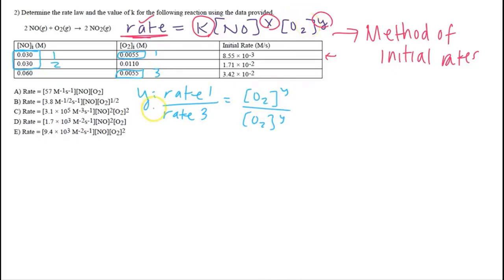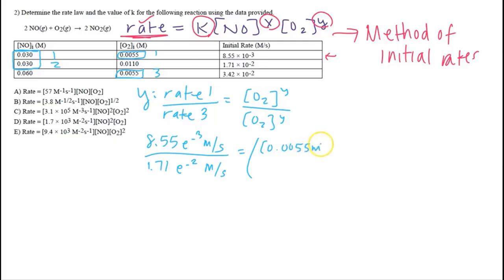We plug in the numbers that are in our data table and related to everything that we see here. So my rate, instead of writing rate 1, I'm going to write the rate here, 8.55 e to the negative 3 milliliters per second, divided by rate 2. Remember, we're focused on the rate where NO is constant, which is 1.71 e to the negative 2 molarity per second.